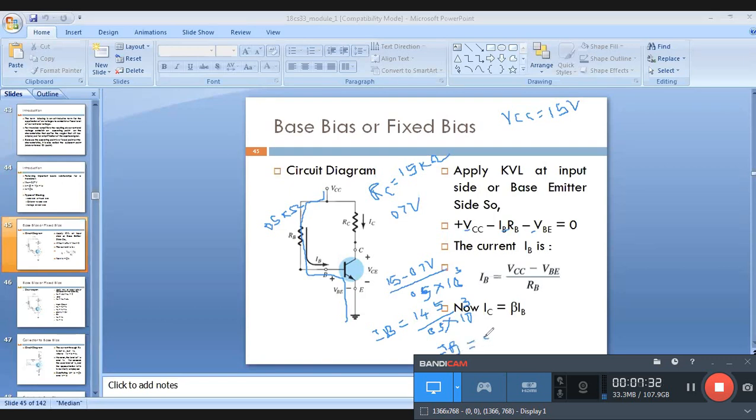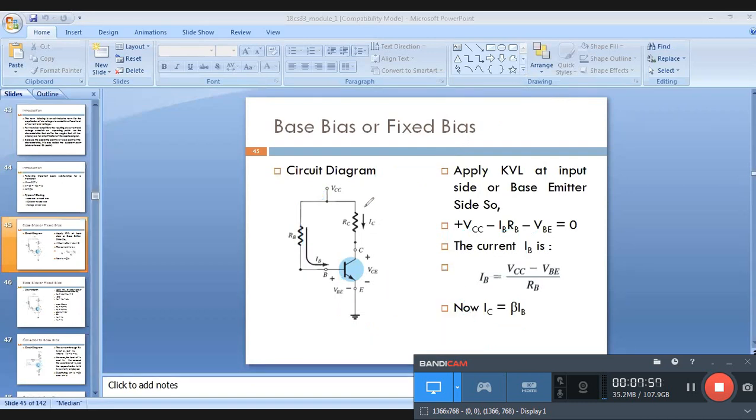What is the SI unit for this IB current? Amperes, sir. Amperes. Okay. This is what you took. You will calculate the IB. Now you can calculate the IC. Now you can see here how to find out the IC.